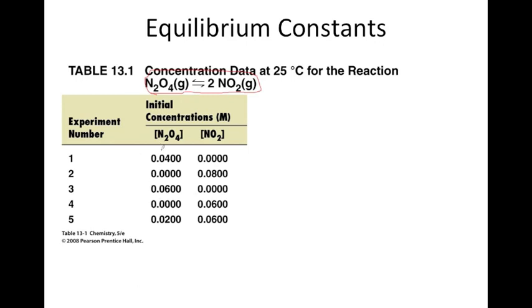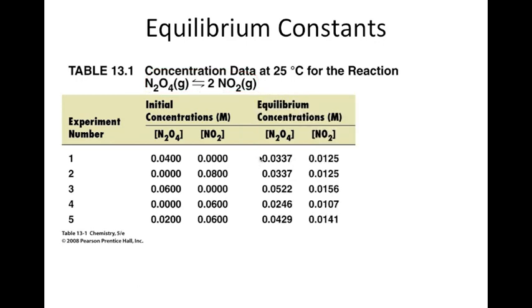So we start with some initial concentrations of reactant and product, and let's say we let that reaction occur. Eventually this reaction will reach equilibrium. And of course at equilibrium, the concentration of the product and reactants remains constant. So let's let this reaction run, and when it does, we measure the concentrations of product and reactant at equilibrium. And we get these values.